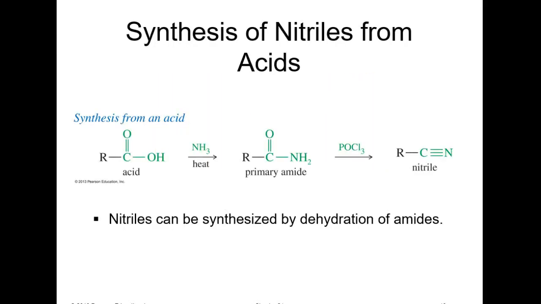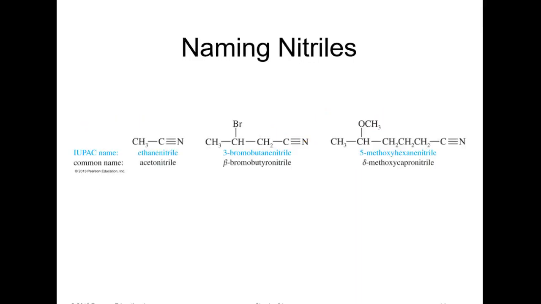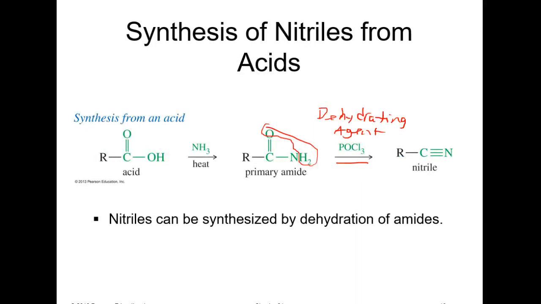Synthesis of nitriles: you form an amide, and then POCl3, which we haven't really seen too much, is a dehydrating agent. So what it does is it dehydrates. It gets rid of a water molecule, gets rid of H2O and forms a triple bond. So POCl3 is a common reagent to turn amides into nitriles.